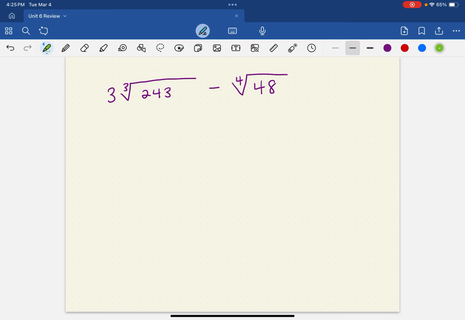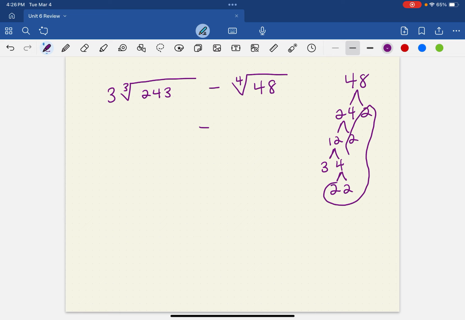So let's do 48 first, just because it's smaller. Remember, this is fourths, so I'm taking out groups of 4. So 24 and 2, 12 and 2, 3 and 4, 2 and 2. Okay. So let's go ahead and minus. I have a group of 4 2s, so 2 on the outside, 4th root. 3 is staying on the inside.